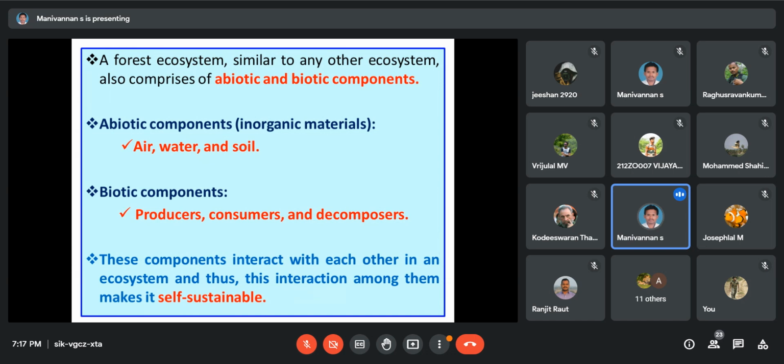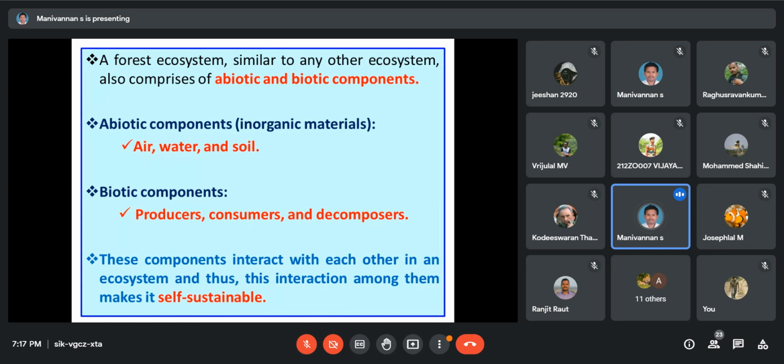Okay, right. What is the abiotic factor? Abiotic factor is called the inorganic material. What is the inorganic material? For example, air, water, soil, and temperature, and other physical and chemical factors. That is called the abiotic factor.